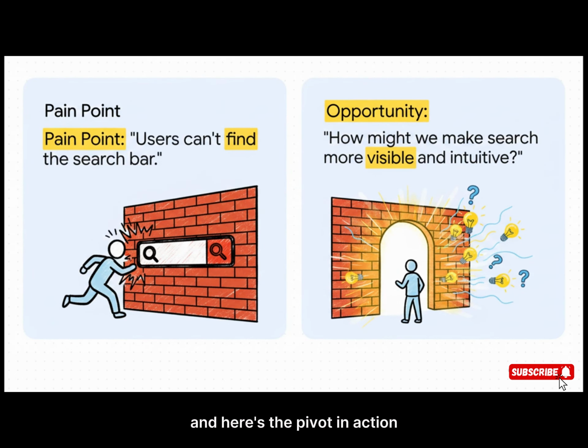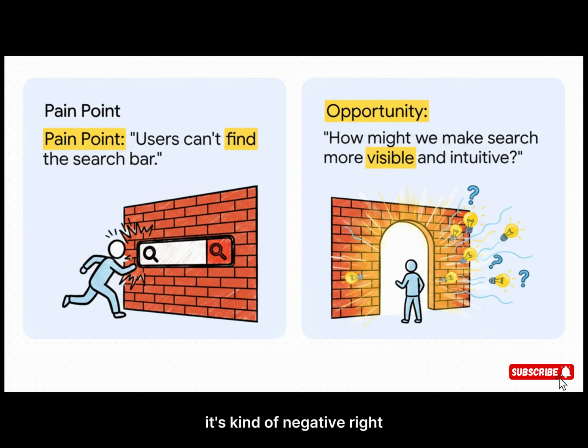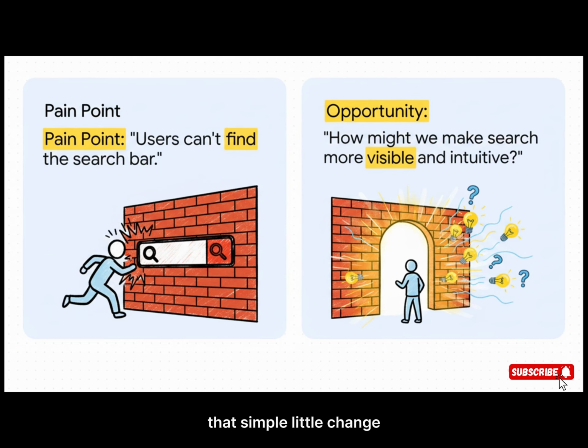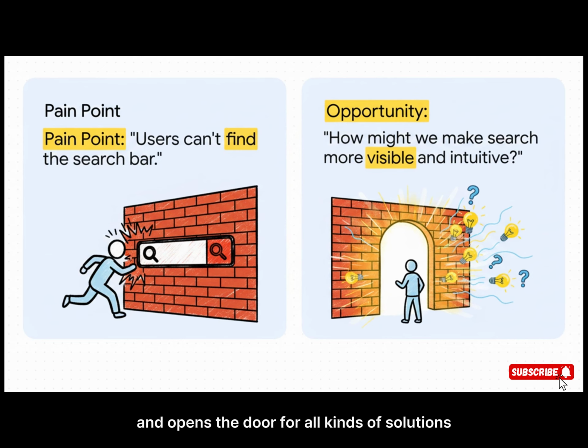And here's the pivot in action. Look at the pain point. Users can't find the search bar. It's kind of negative, right? It's a dead end. But then look at the opportunity statement. How might we make the search function more visible and intuitive? See that? It's an open-ended question. That simple little change completely shifts the mindset away from the problem and opens the door for all kinds of solutions.